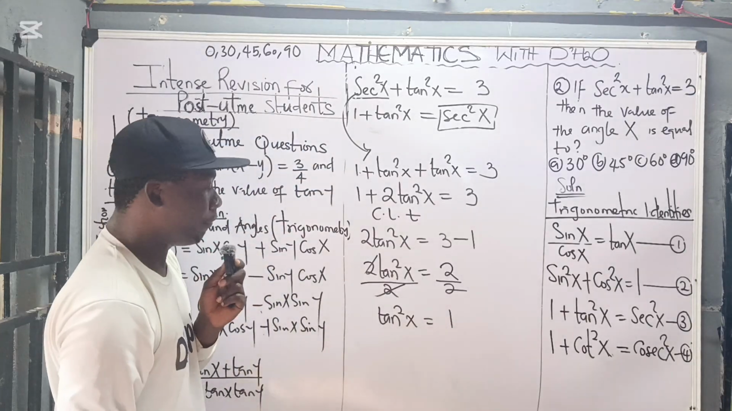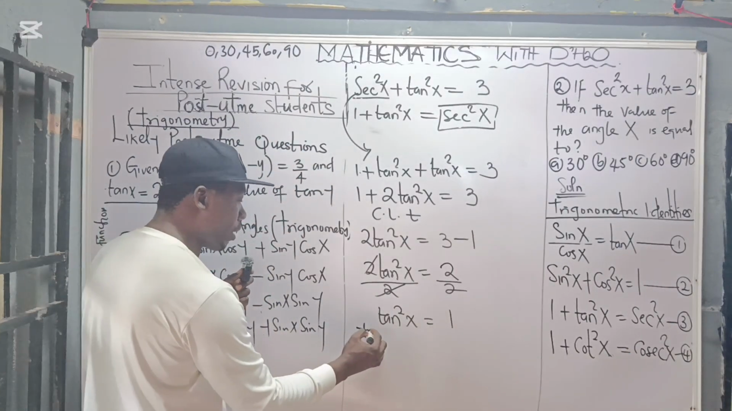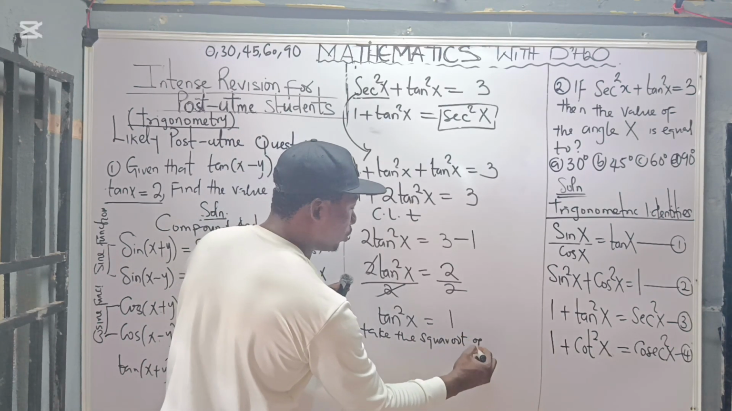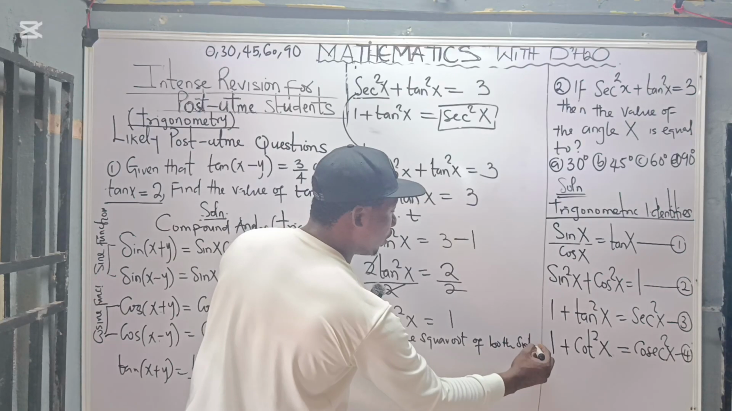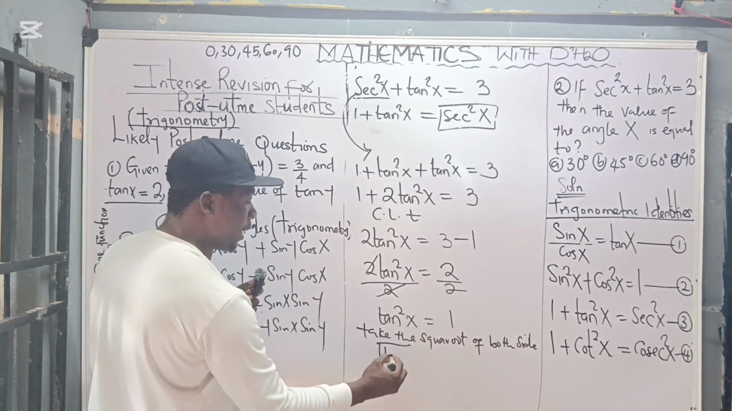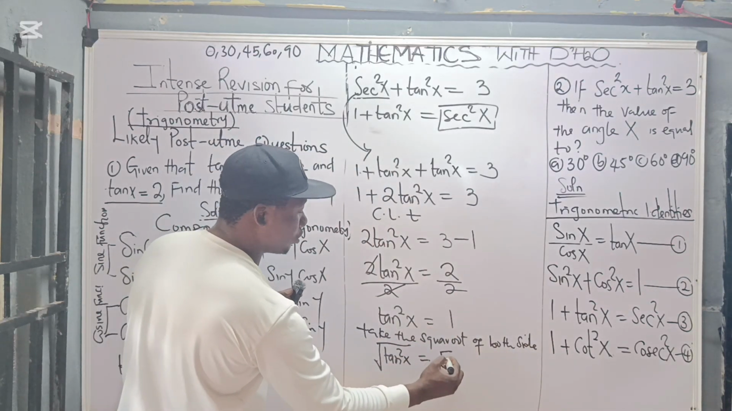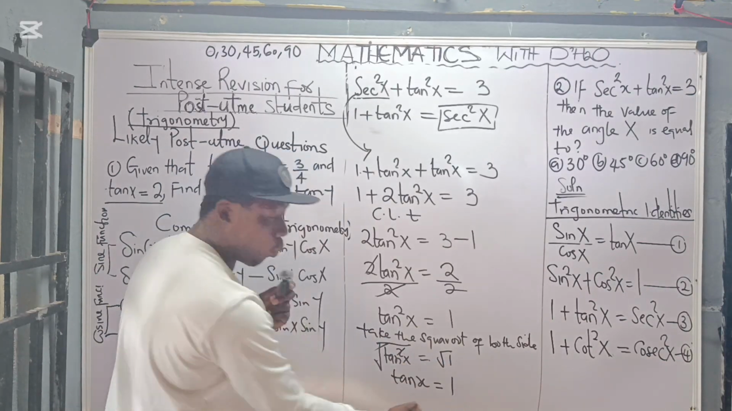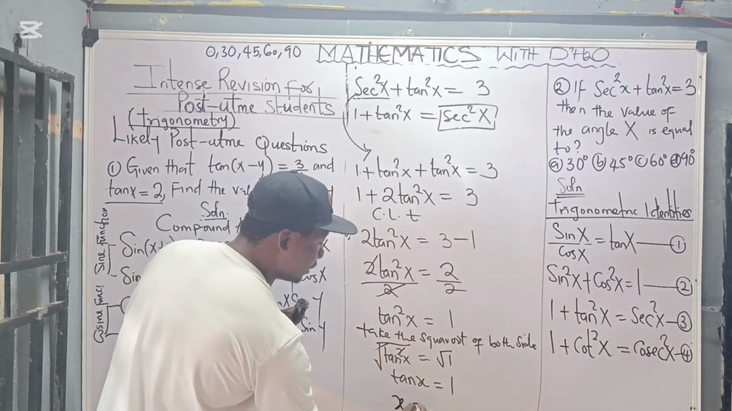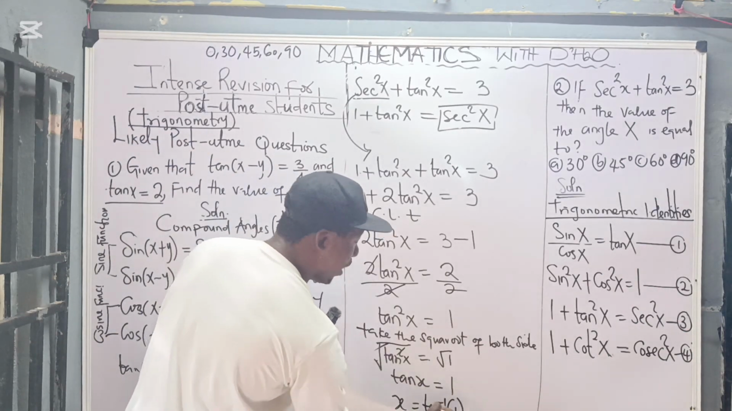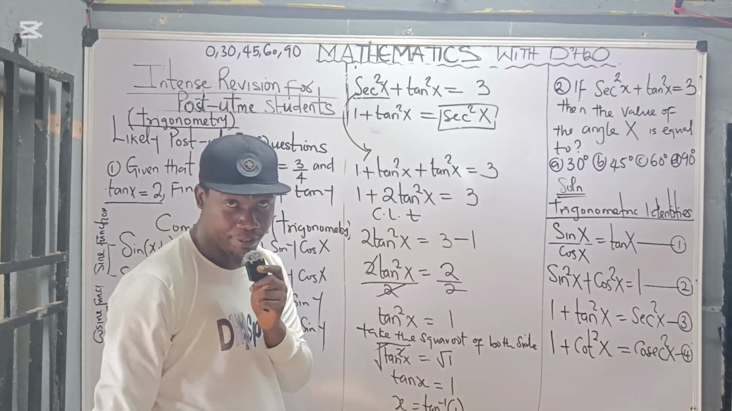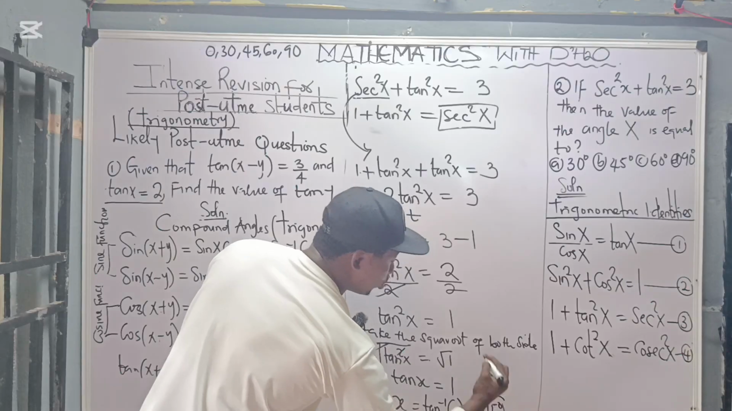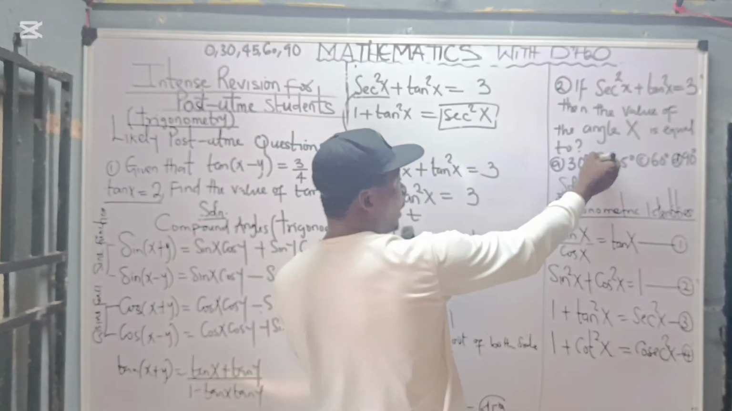So what do we get as the value of x? First of all, take the square root of both sides. So the square root of tan square x is equal to the square root of 1. This cancels this. Tan x is equal to the square root of 1, which is 1. Do you understand? So how do you get x? x is equal to the tan inverse of 1. And the value of tan 45 will give you 1. So the tan inverse of 1 is equal to 45 what? Degrees. So if you look at it carefully, you have answer B.